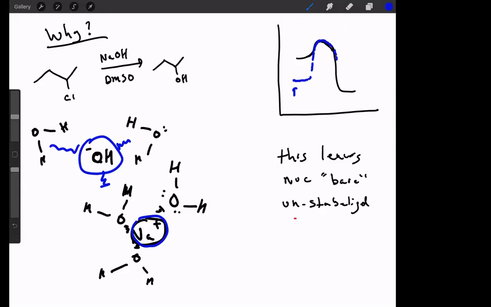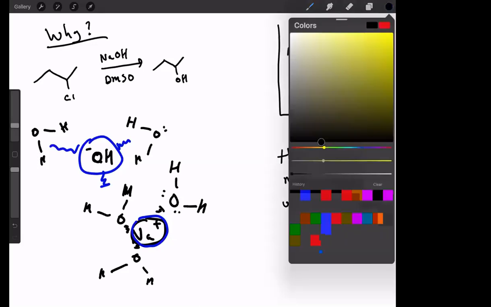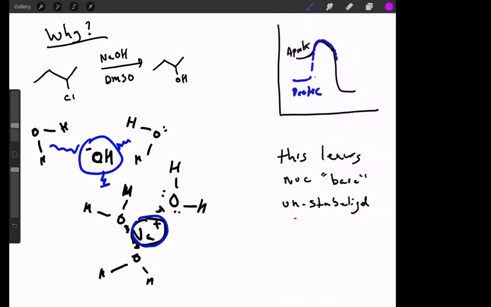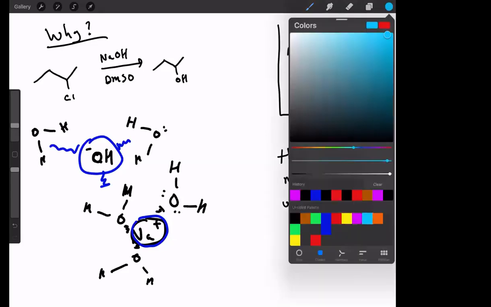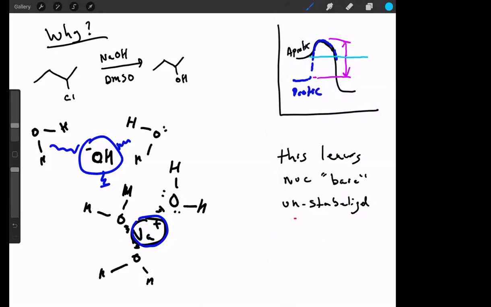So if I have a protic solvent versus an aprotic solvent and the same species, what have I done to the activation barrier? How have I changed the activation energy? The polar protic solvent provides a larger activation barrier compared to the polar aprotic solvent.